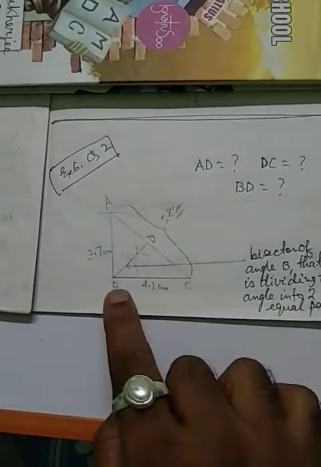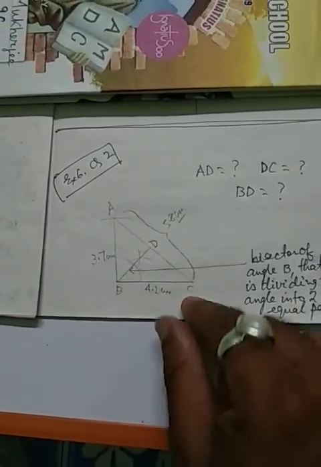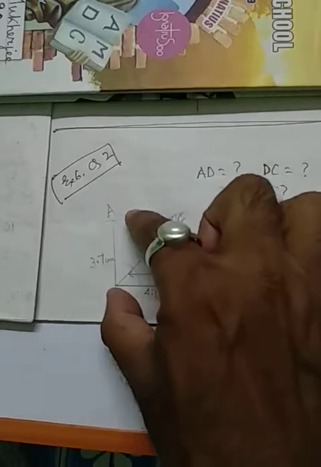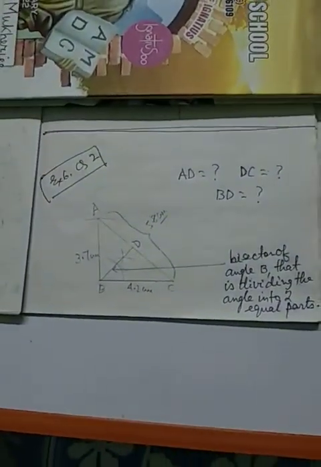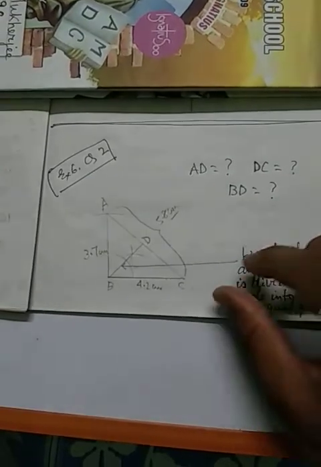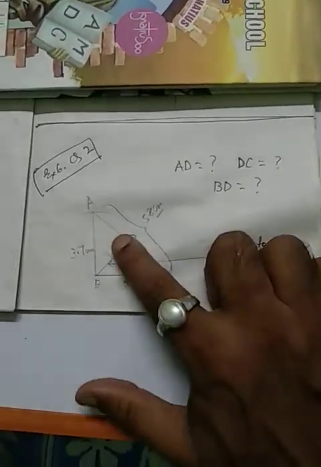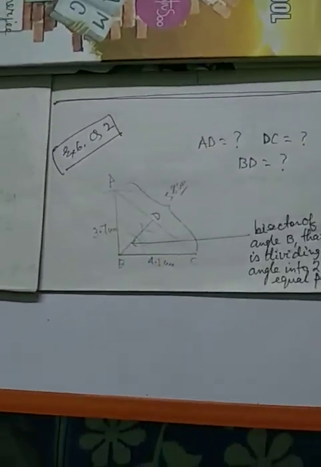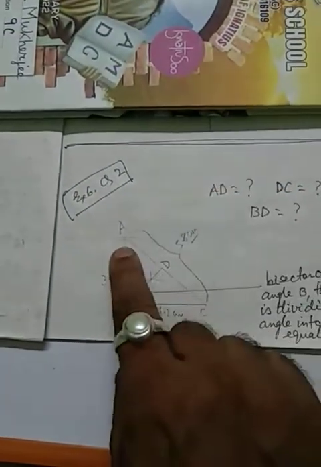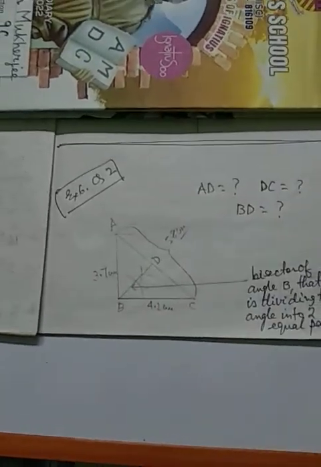I repeat once more, take the base BC 4.2, then take an arc of 3.7. So that will be your AB. Then you take an arc of 5.8, the third side. The third side is AC. This is 5.8. So take an arc of 5.8 and cut. So where the two arcs cut, that will give you the vertex A. So your triangle is complete.